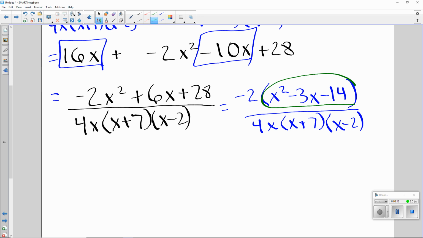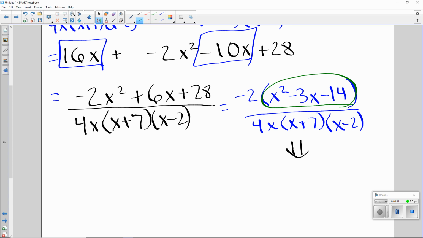So this right here is a trinomial. We're looking for two numbers that multiply. Well, can that be factored? I guess it can't. There's not two numbers that multiply together to give us negative 14 and add together to give us negative 3.